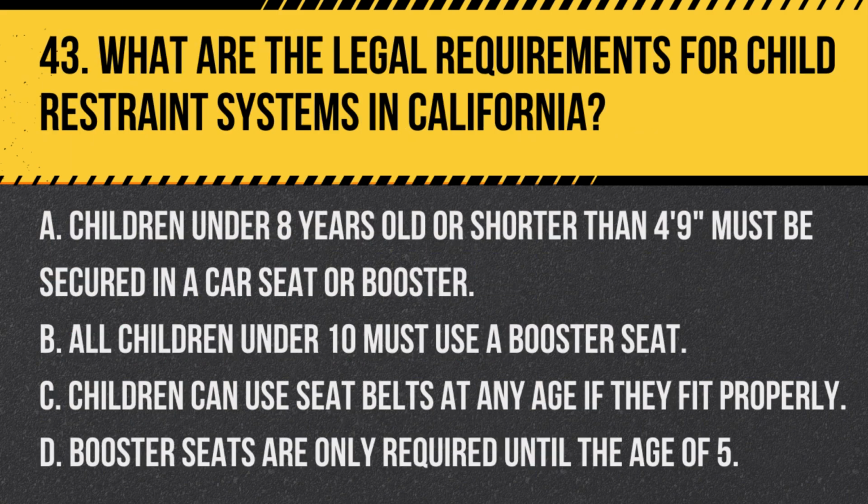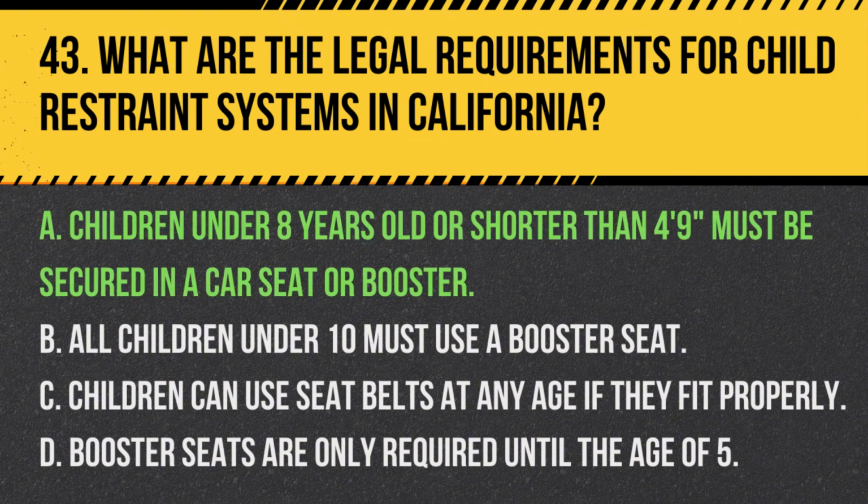Question 43. What are the legal requirements for child restraint systems in California? A. Children under 8 years old or shorter than 4'9" must be secured in a car seat or booster. B. All children under 10 must use a booster seat. C. Children can use seat belts at any age if they fit properly. D. Booster seats are only required until the age of 5.